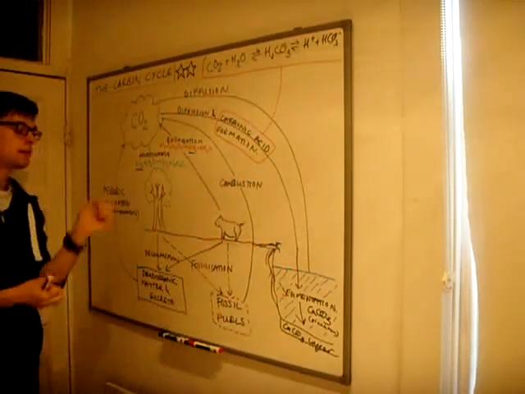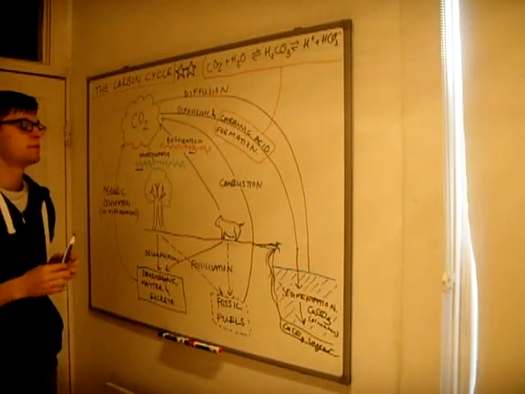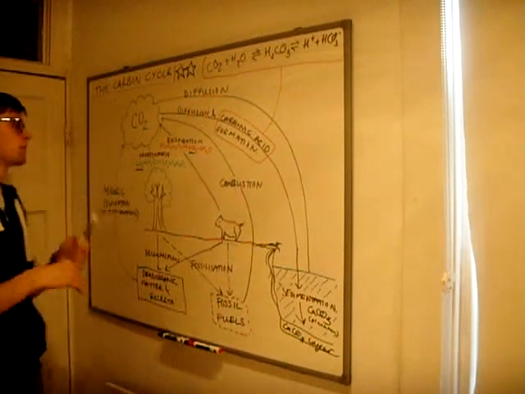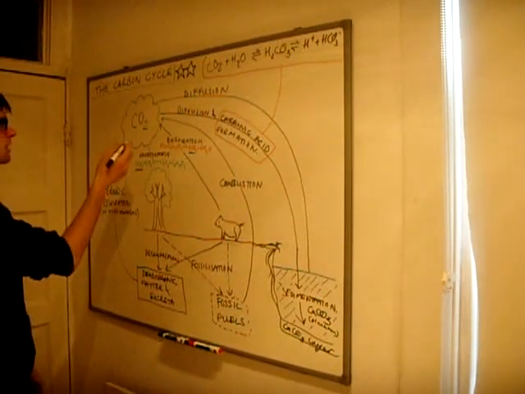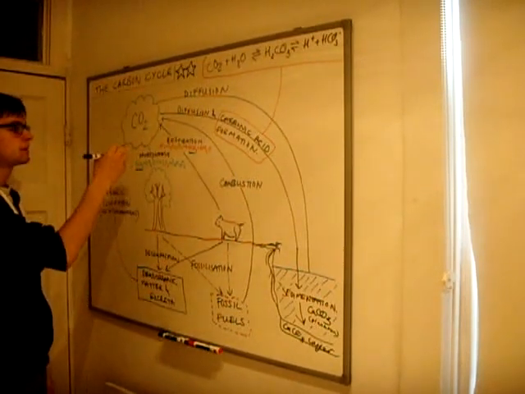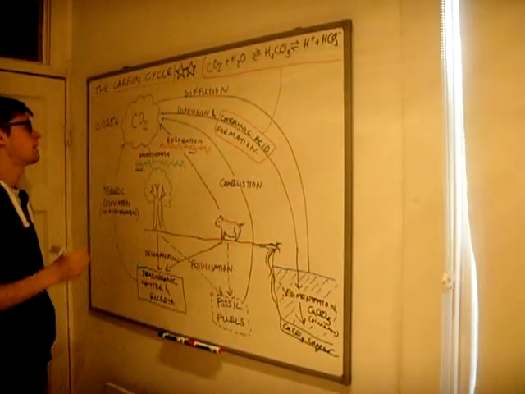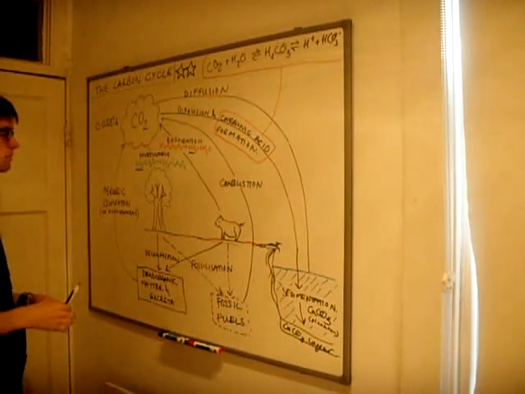This is the carbon cycle. I would give it 2 stars out of 5 for difficulty, because compared to the nitrogen cycle, it's quite easy. So we start with CO2 in the atmosphere, which accounts for 0.038% of the atmosphere, so it's not very much compared to nitrogen.